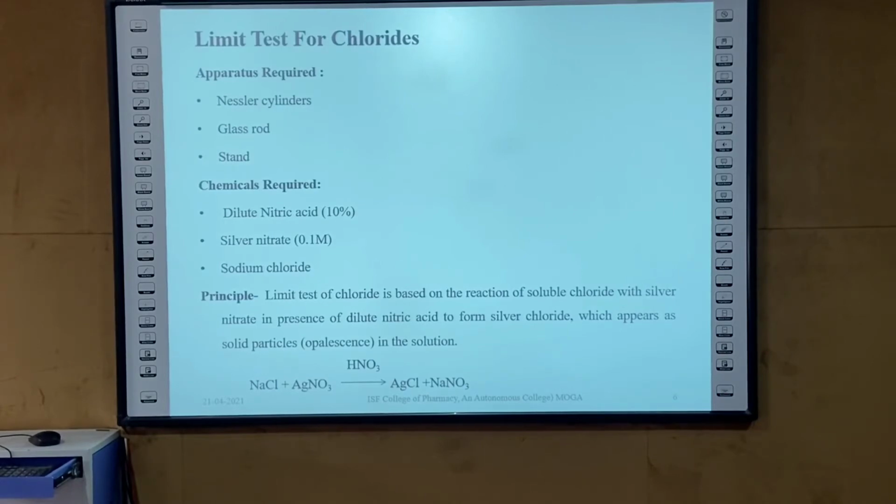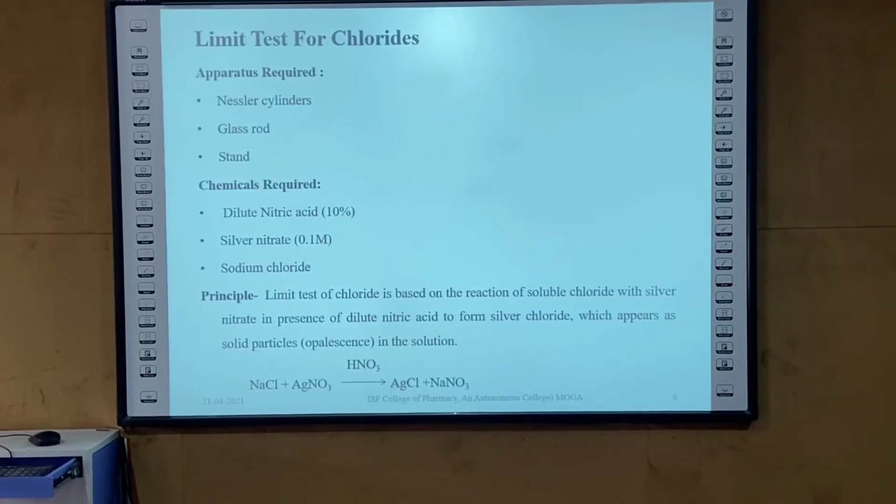We require a stand to keep the test tubes. Then we require chemicals. For performing the limit test for chlorides, we require chemicals such as dilute nitric acid in the concentration of 10%, silver nitrate in the concentration of 0.1 molar, and sodium chloride.